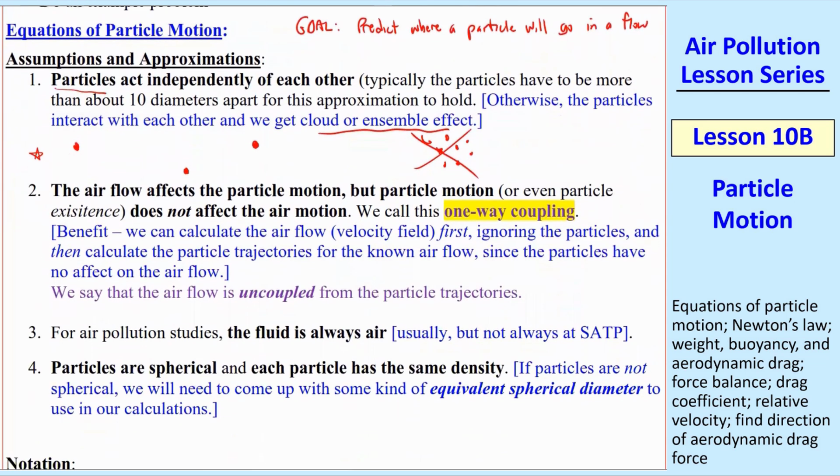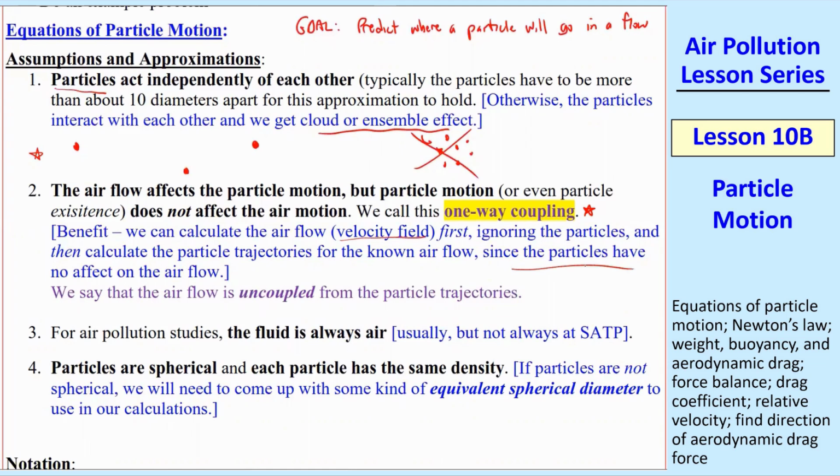Number two, the airflow affects the particle motion, but particle motion doesn't affect the air motion. So in fluid mechanics, we call this one-way coupling. The benefit is that we can calculate the airflow first, the velocity field, ignoring the particles, and then we just calculate the particle trajectories for a known airflow. Some people call this a frozen airflow. Even if it's unsteady, we calculate the airflow first, and then we inject the particles and see what they do.